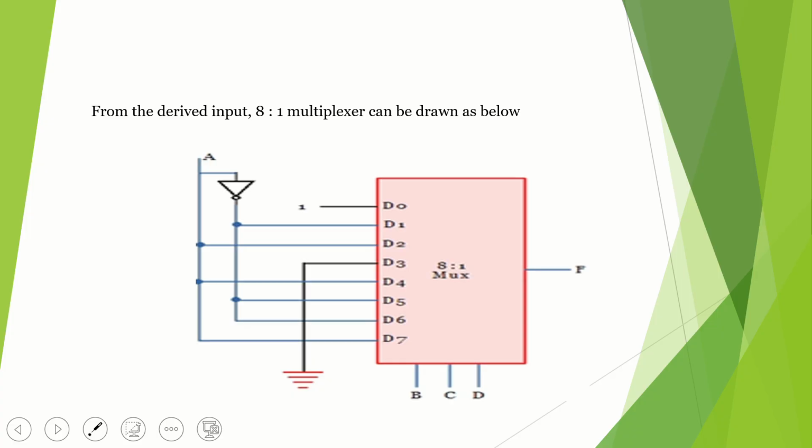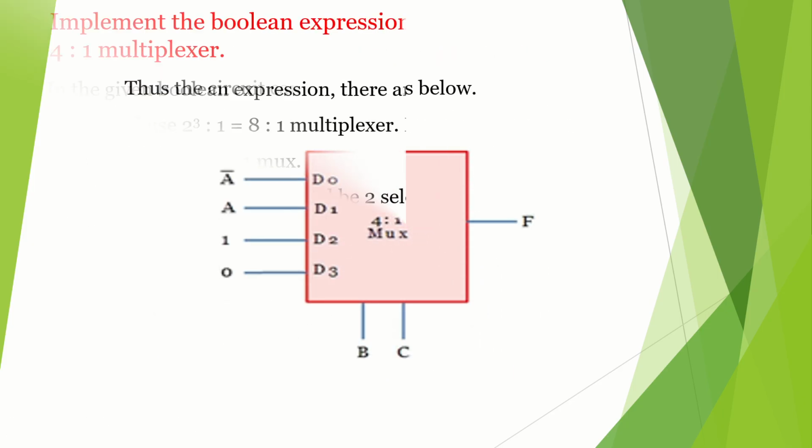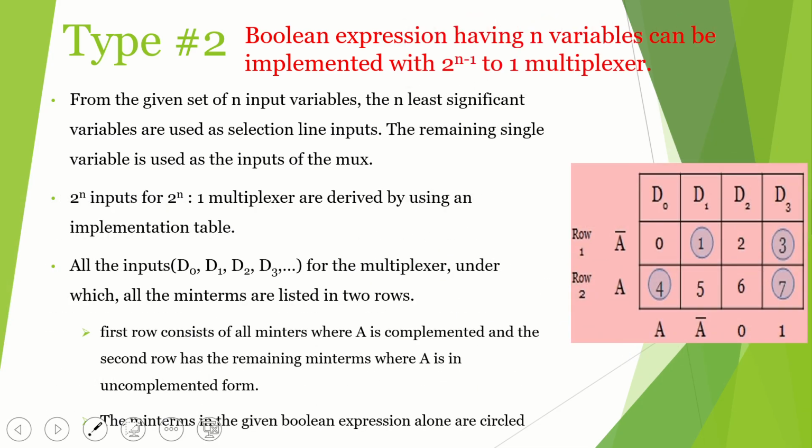So based on the expression we have derived, for the D0 the value is 1. For the D1 the value is A bar here. For the value D2 is A. For D3 is grounded. D4 is A. D5 is A bar here. D6 is also A bar here. D7 is 1. So in this way we can implement n variable by using 2 power n minus 1 into 1 mux.